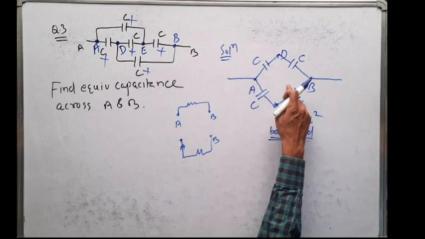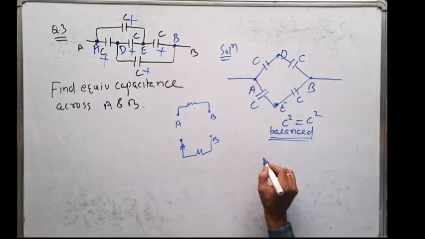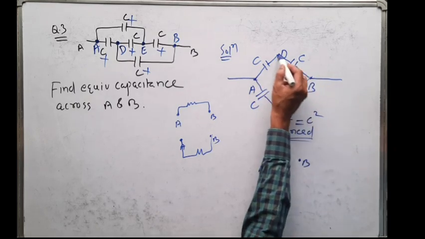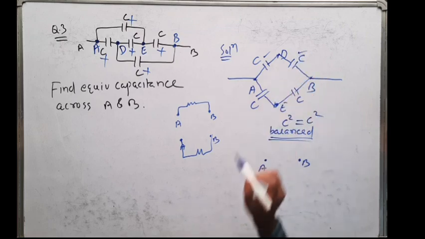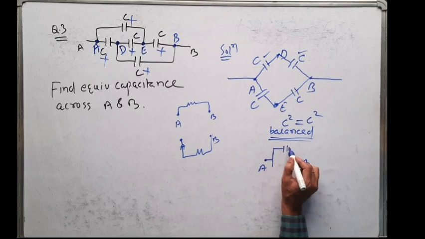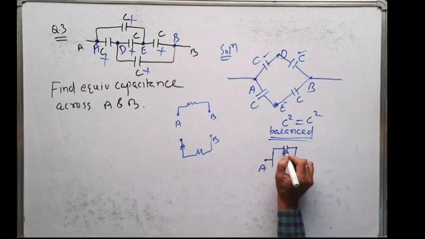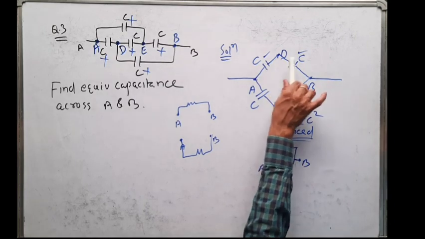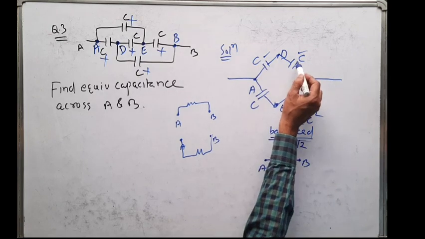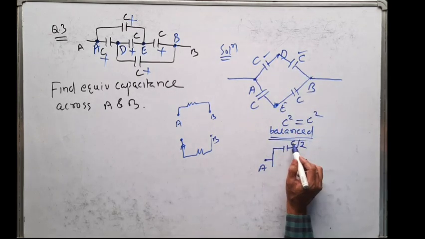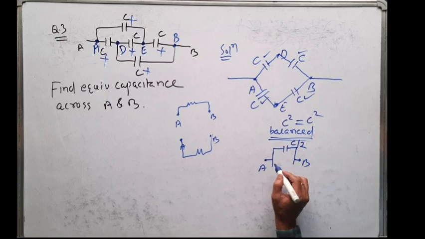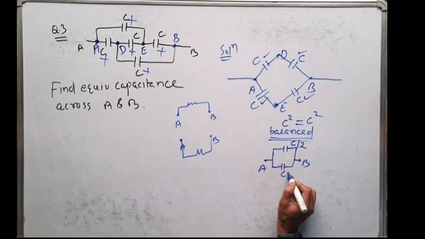If we remove this capacitor, only 4 capacitors are there. So this is point A, this is point B. From A to B, this is one path where C and C are connected in series. I have already told you, if identical capacitors are connected in series, then the equivalent capacitance will be, here, how many capacitors? 2. So the equivalent capacitance will be C by 2, or C1 into C2 by C1 plus C2, that is C square by 2C, that is C by 2. So here this C and this C are connected in series, and the equivalent will be C by 2.